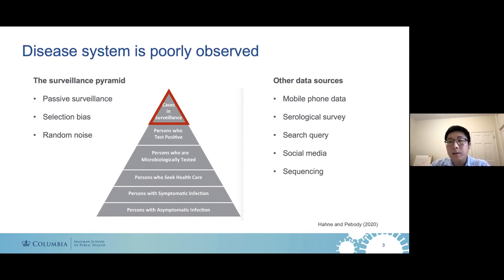And more recently, other data sources are becoming increasingly available, and those data sets include mobile phone data to track people's movement, serological surveys that look at antibody levels among population, and also search query signals like Google Trends and other social media data, and sequencing data with lower cost. These data sets usually are of different types and at different scales, so they all contain information on different aspects of the disease transmission, but it is hard to synthesize those data sets together in a coherent way.